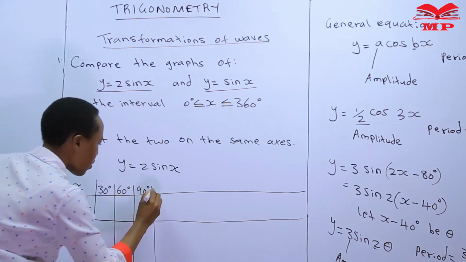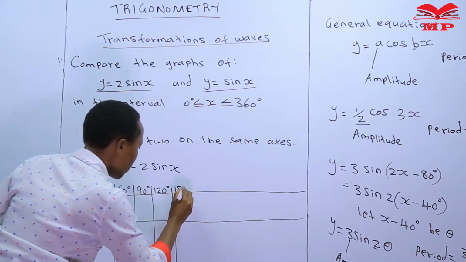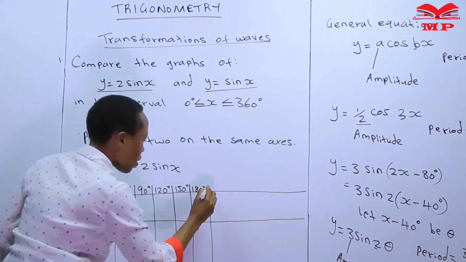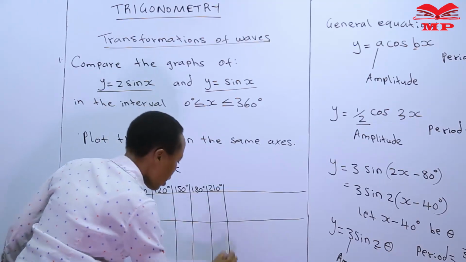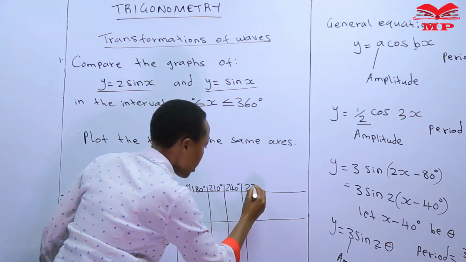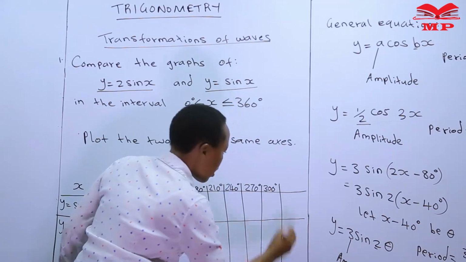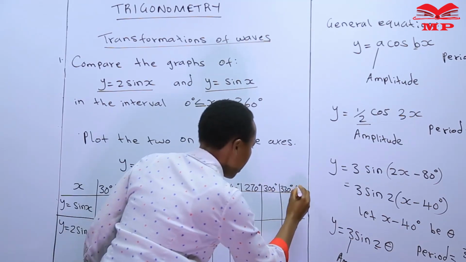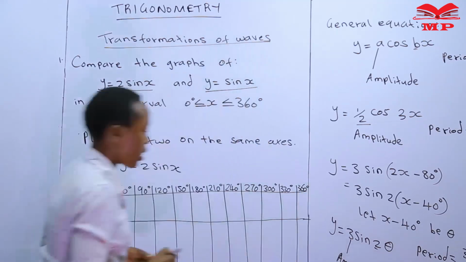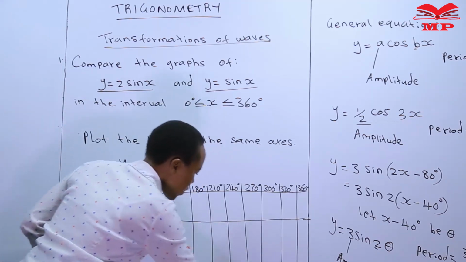90, we have 120, 150, 180, we have 210, 240, 270 degrees, we have 300 degrees, we have 330, and finally we have 360 degrees.